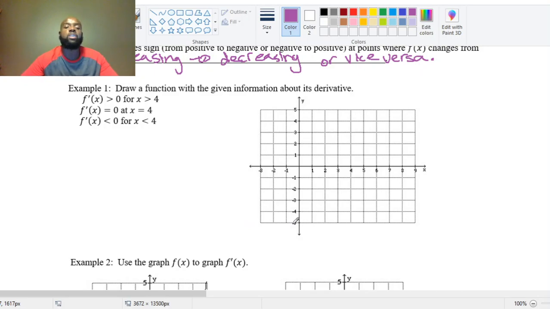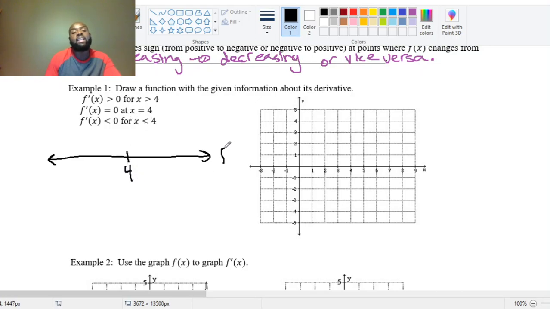It says draw a function with the given information about this derivative. All right, the derivative is greater than 0, or positive, for x values greater than 4. The derivative equals 0 at x equals 4, and the derivative is negative, or less than 0, for x values less than 4, right? What I like to do is I like to translate that to a number line, right? Some important values that are going to be on that number line are related to x, and that's the number 4. All right, I'm going to label this as f prime, right?